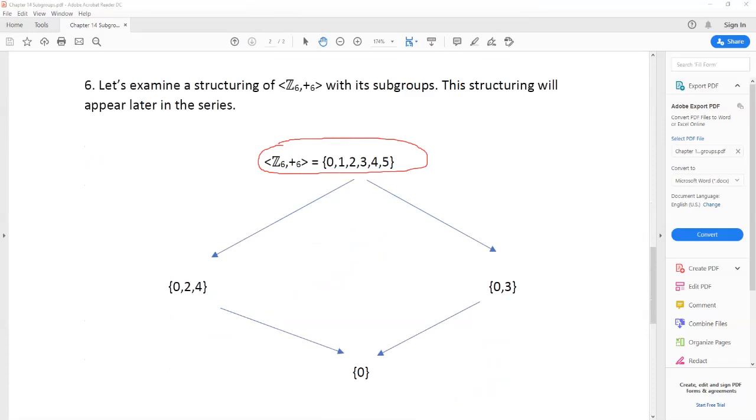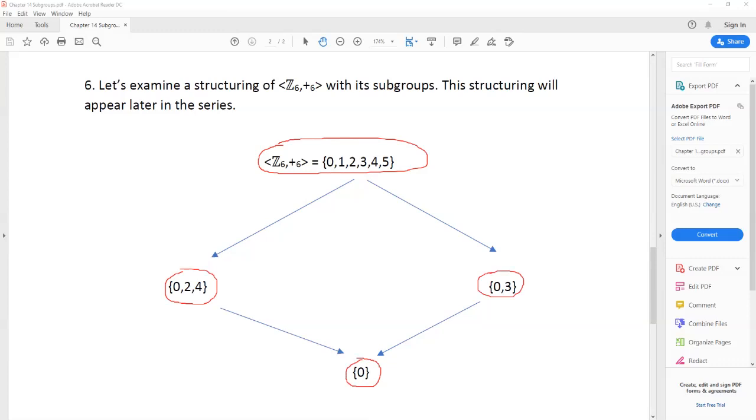And notice that I have listed all of the subgroups in a special way. I have 0, 2, and 4, and 0 and 3. They're on the same tier. They're on the second tier because both of these are subsets of Z6. And then I have the subgroup that contains the identity, 0. It's at the bottom because it is a subgroup of every set that is above it.